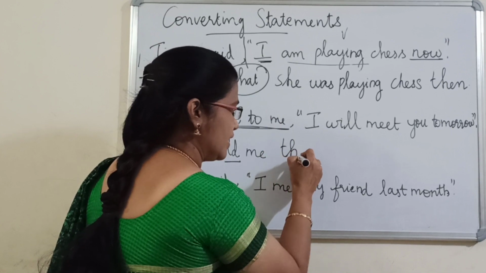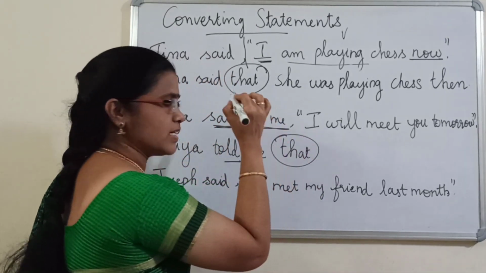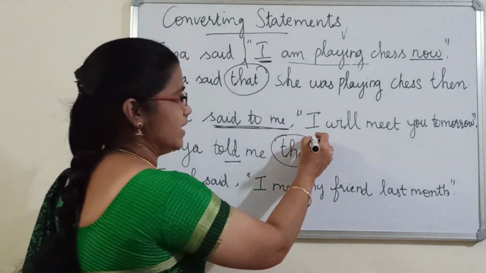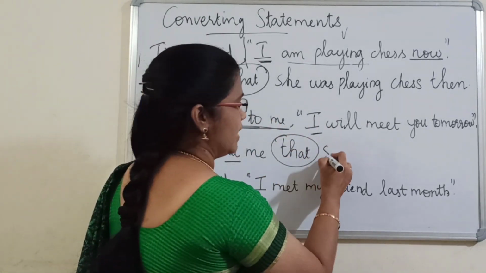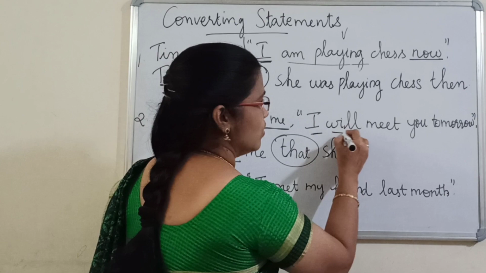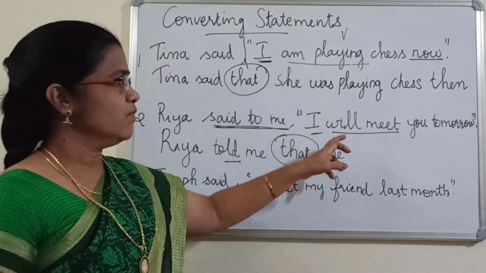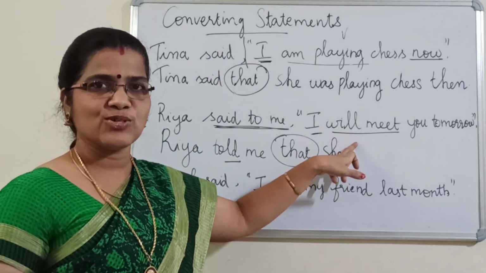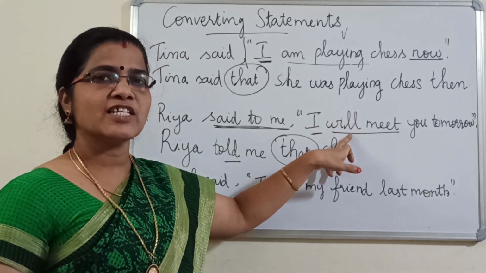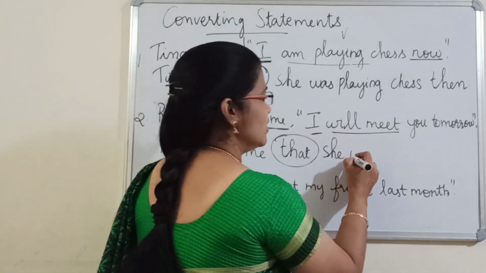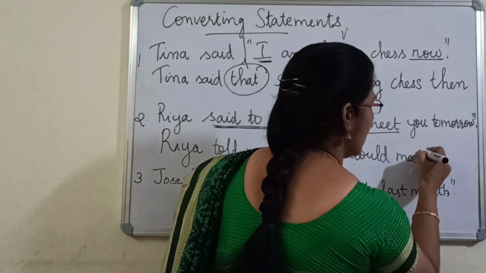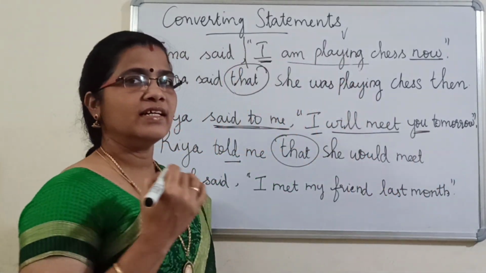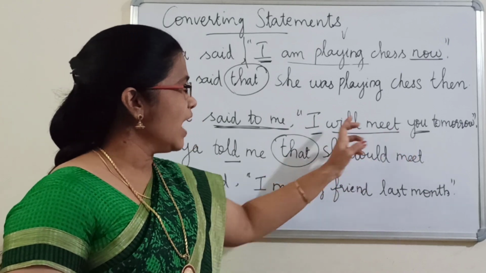Now again the connective. Here comes the connective. You have to use a connective here. That. Now again first person pronoun. It refers to Riya. Again female. So we'll use she. Now look at this. Will meet. This is simple future tense. You know that. And will, what is its past form? Would. So how will you change this? The past form of will is would. Would meet. Now here you have again another pronoun, that is you. I will meet you.